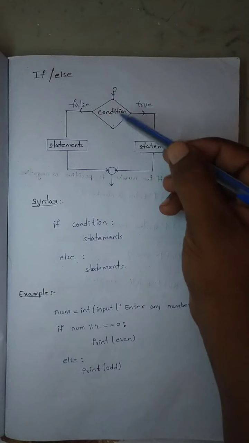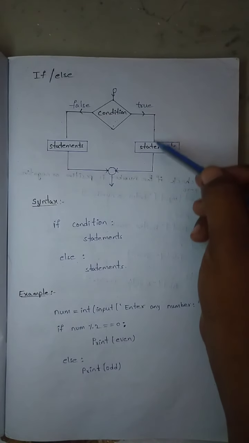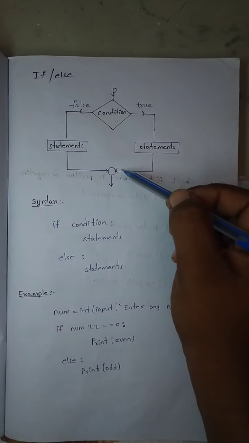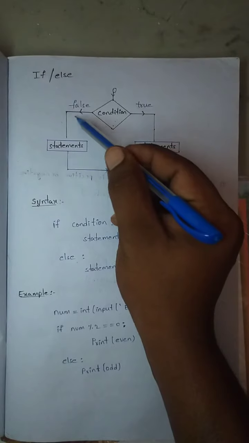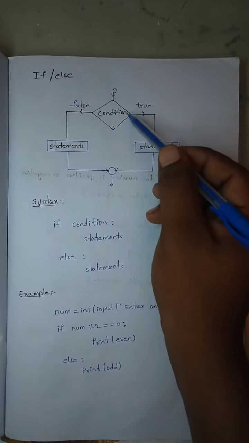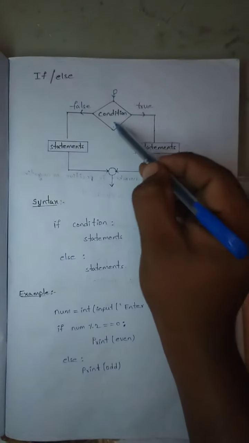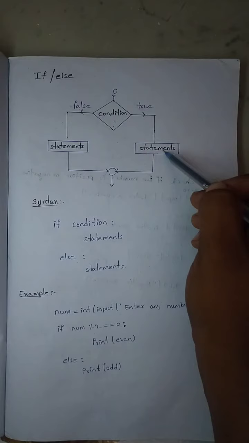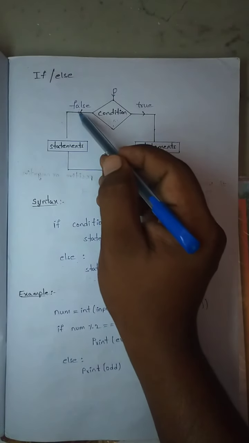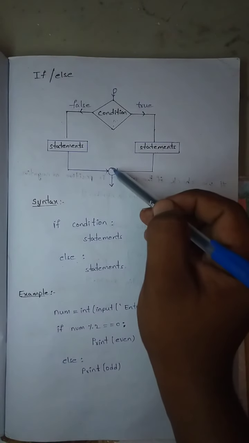Now if else. In if else, first the cursor comes to the condition. If the condition is true, then execute the statements and move to the next step. If the condition is false, then execute the other statements. This is the false statements, this is the true statements.